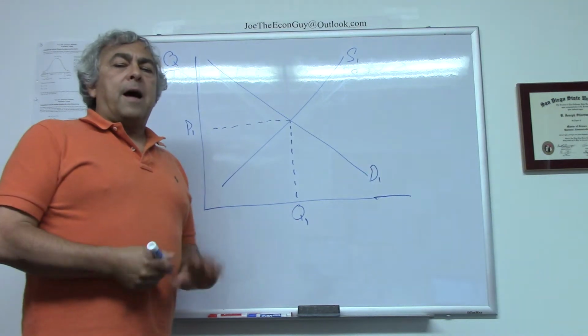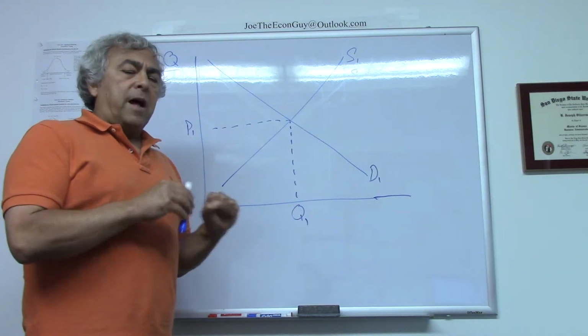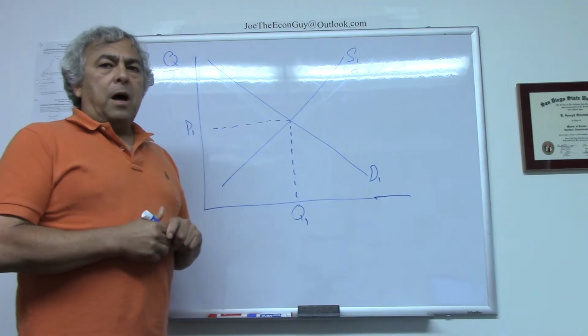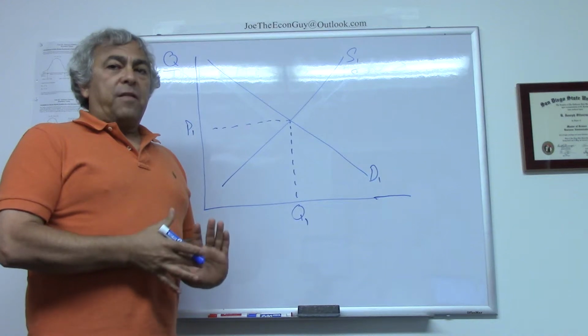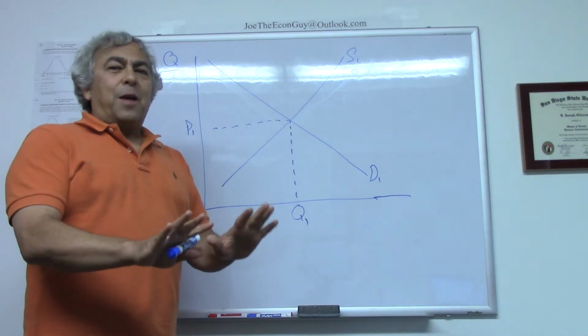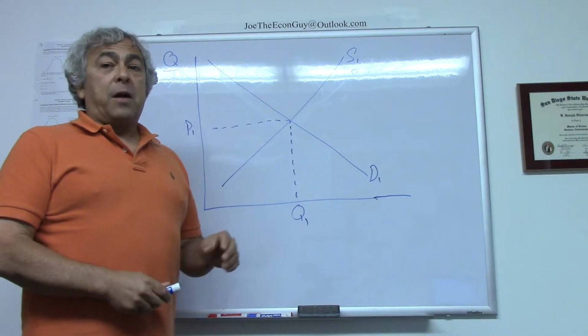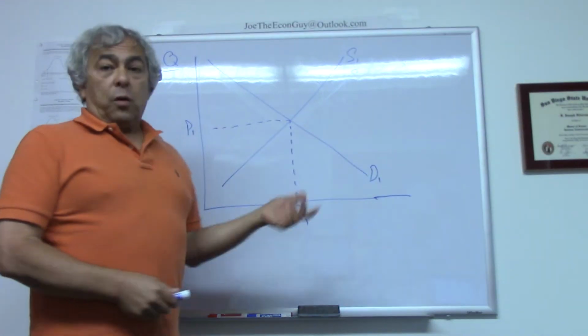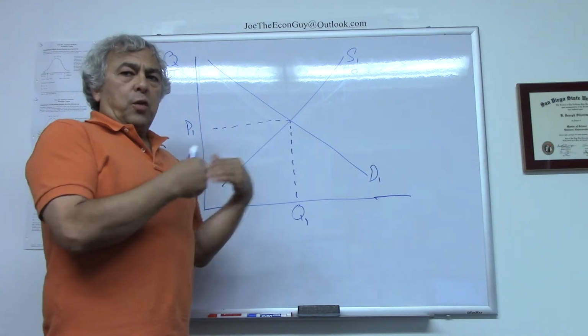I realize on MindTap they have ways for you to move the supply curve and the demand curve, but from my perspective, it's not the same thing as doing it the old-fashioned way. I'm all about technology, don't get me wrong, technology is fine, but technology doesn't always do things better. And this is one example where the old-fashioned way of doing this might actually lead you to the correct answer.